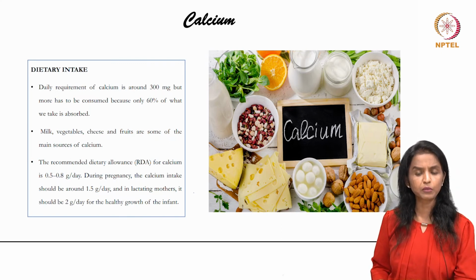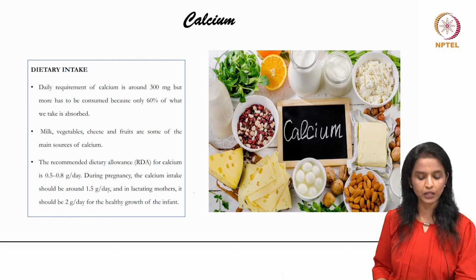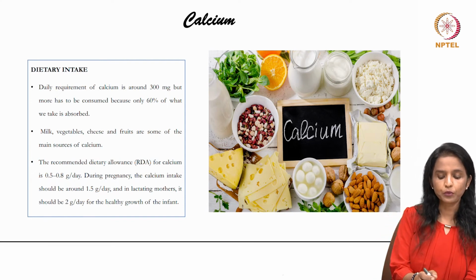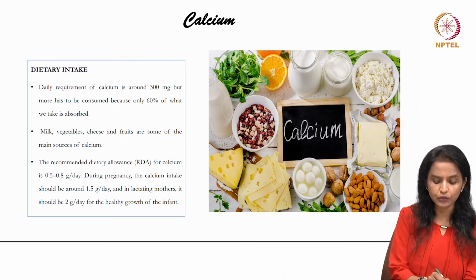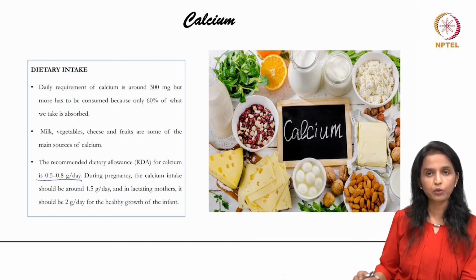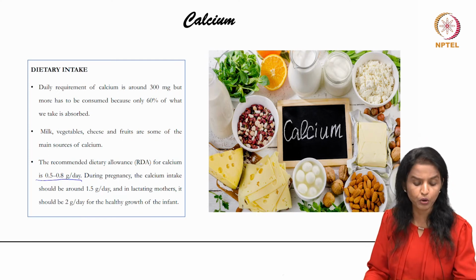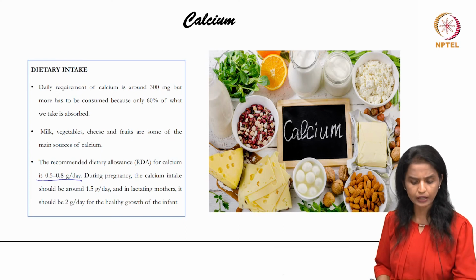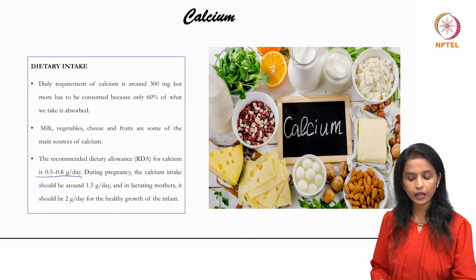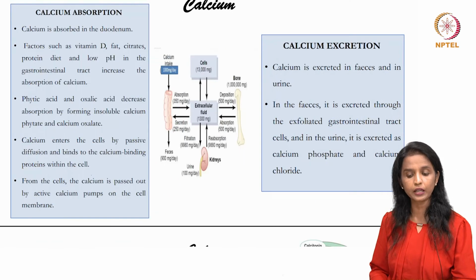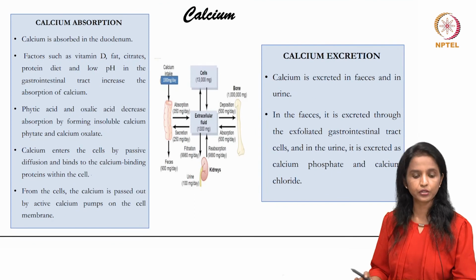At least a minimum of 300 milligrams is expected to be consumed, and it is available in milk, vegetables, cheese and fruits. Then we have the recommended RDA, which is calculated per kilogram requirement of the human body, that is 0.5 to 0.8 grams per day. And the requirement increases when there is an increased demand.